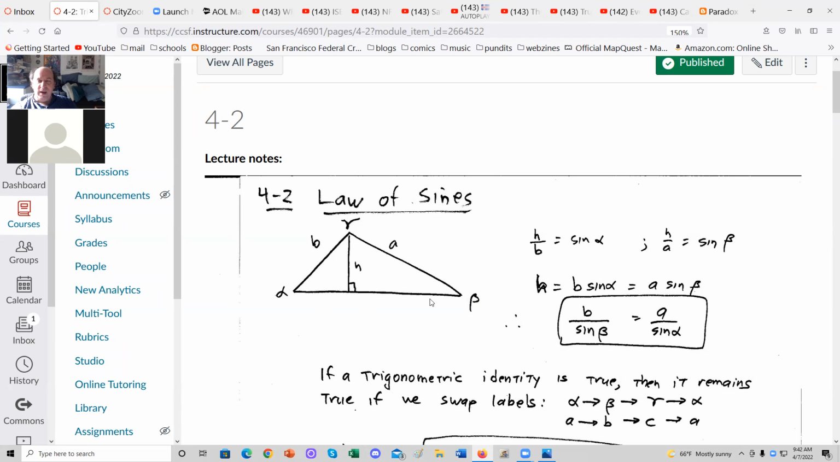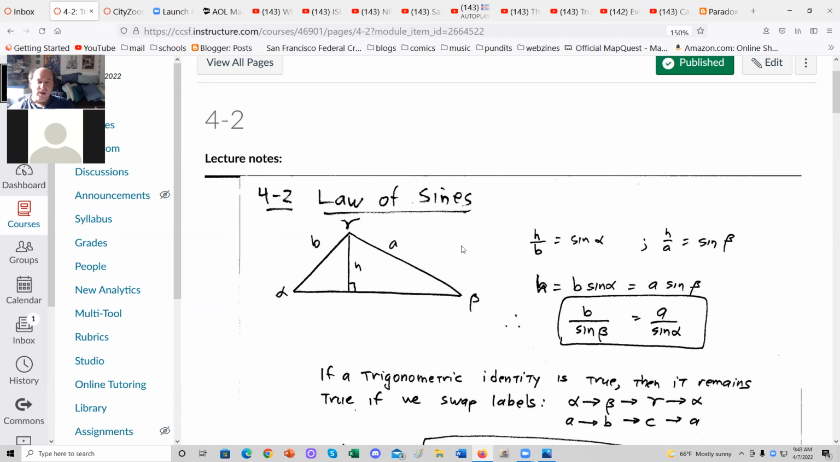Now, we already know that alpha plus beta plus gamma equals 180. So given two angles, you can get the third. But usually what you need is three of those numbers to get all the other three numbers, except if it's just three angles, that's all you know of the angles. But this will be a relation between the angles and the sides.